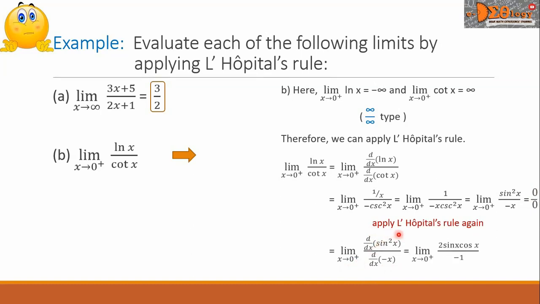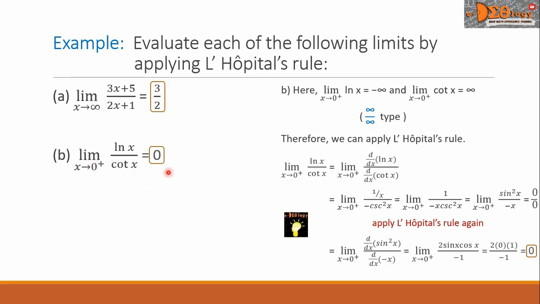The derivative of sine square x gives 2 sine x cosine x, over the derivative of negative x, which is negative 1. When we evaluate this limit, we get 2 times sine x becomes 0, cosine x becomes 1, over the constant negative 1. And this expression gives us 0. This is now the final answer. Let us copy this answer opposite problem B.